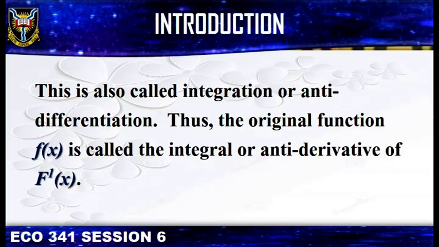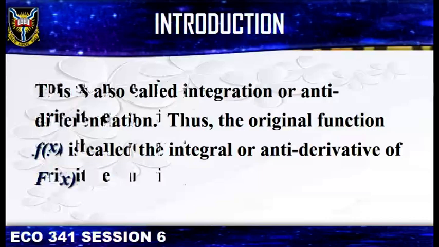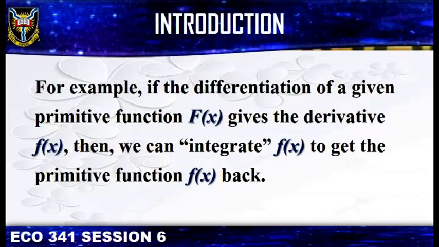Thus, the original function F(x) is called the integral or antiderivative of f(x). For example, if the differentiation of a given primitive function F(x) gives the derivative f(x), then we can integrate f(x) to get the primitive function F(x) back, as long as we have the appropriate information available to definitize the arbitrary constant that will arise in the course of the integration.